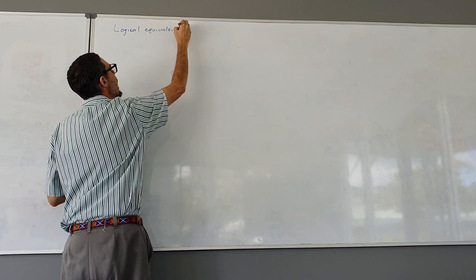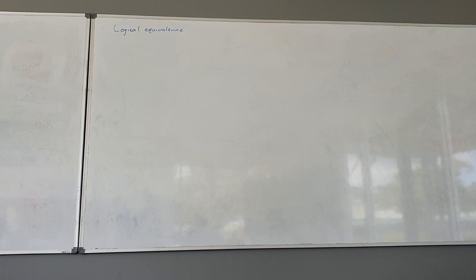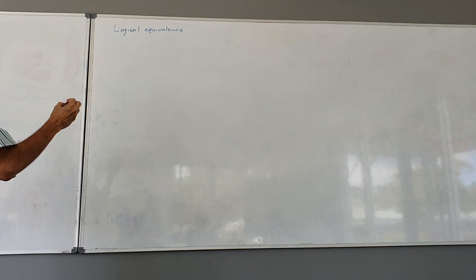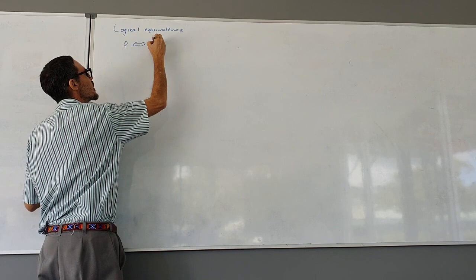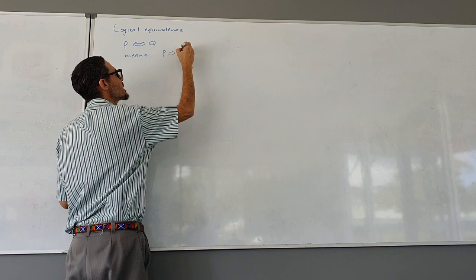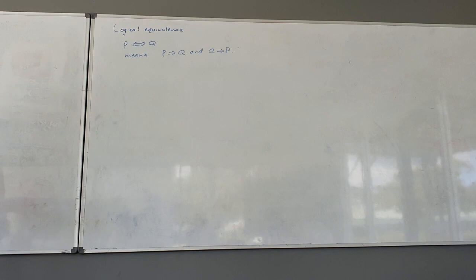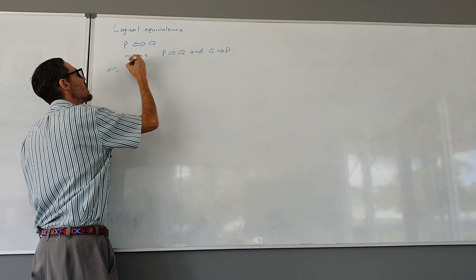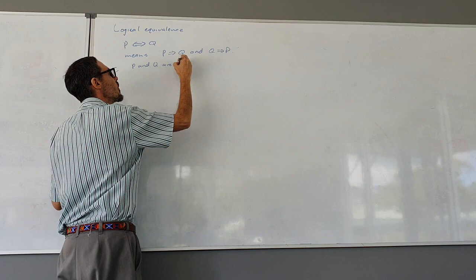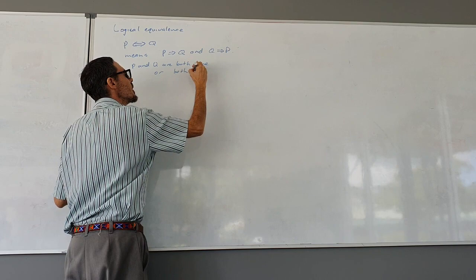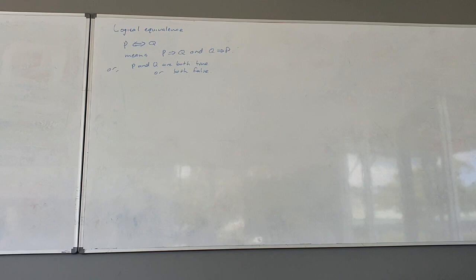This is called logical equivalence. All of this is really the language of logic. Trues and falses and implies, this is all the language of logic. P is equivalent to Q means P implies Q and Q implies P. Or if you prefer, P and Q are both true or both false. Or lots of other ways of doing it. We will often use the phrase if and only if, which we also have an abbreviation for.